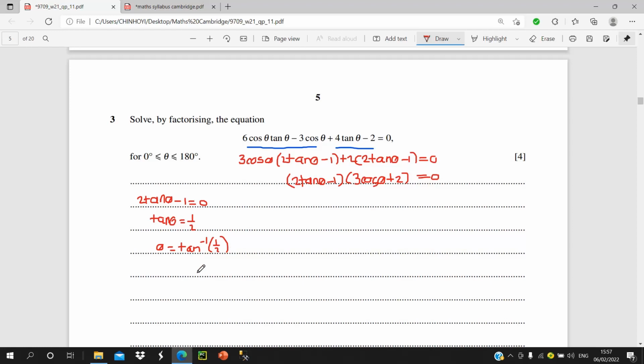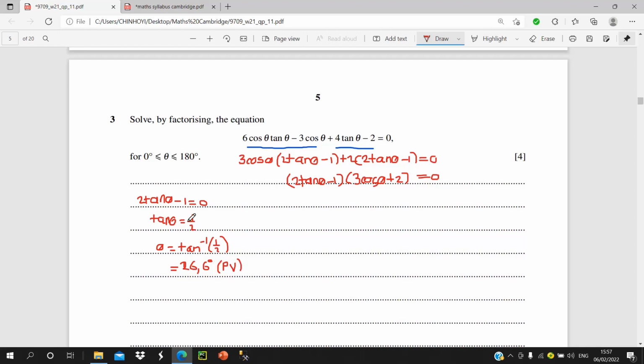Then arctan of half is going to give you 26.6. So this will be your principal value. It's not yet the final solution, it's our principal value. The final solutions we are going to make them from the graph. So this one is the principal value. Here is our principal value.